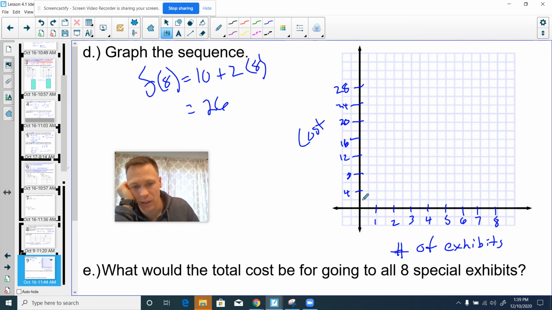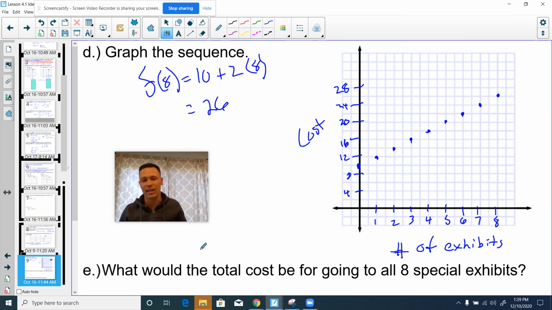So at 0 exhibits, what would we have for a cost? Remember, we said it was $10. That would be right here. For 1 exhibit, that's $2 more. That's 12. For 2 exhibits, that's $2 more. So that's 14, which would be here. 3 would be 16. 4 would be 18. 5 would be 20. 6 would be 22. 7 would be 24. And 8, as we said, is 26.